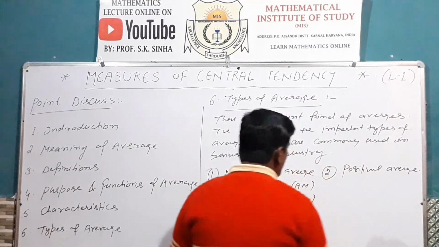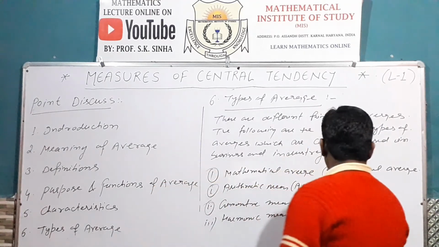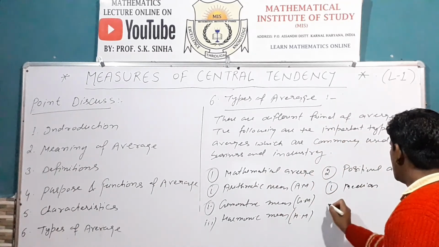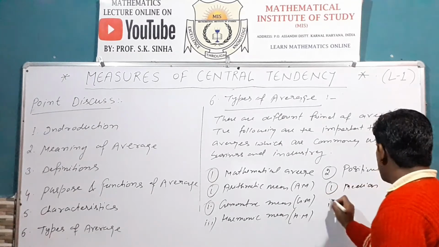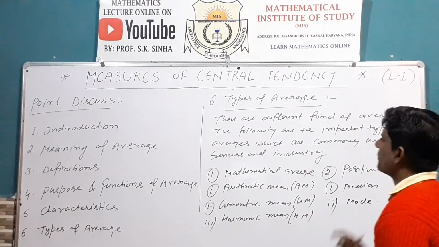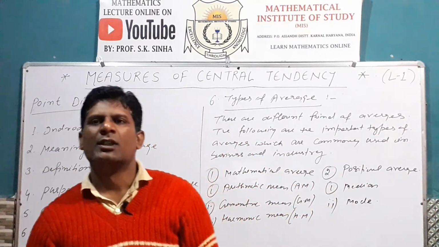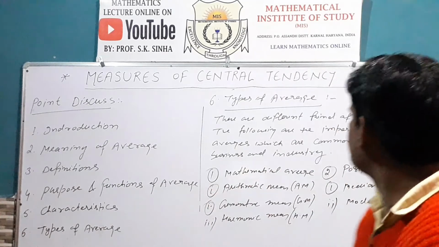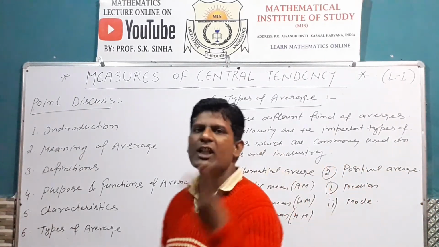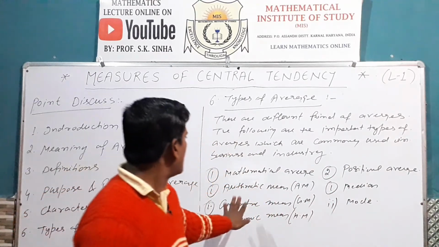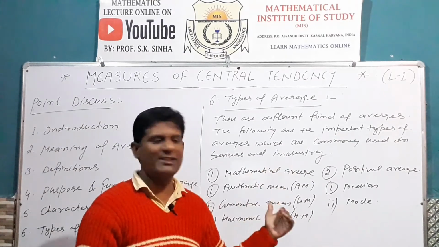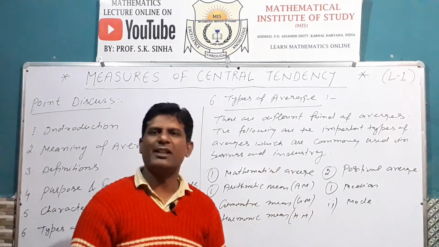In the same way, positional average is of two types. Number one, median. Number two, mode. So in mathematical average there are three types: arithmetic mean, geometric mean, and harmonic mean. And the positional averages are median and mode.